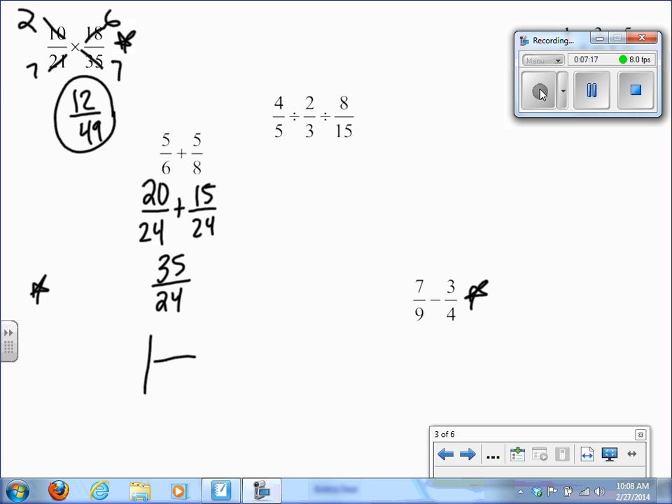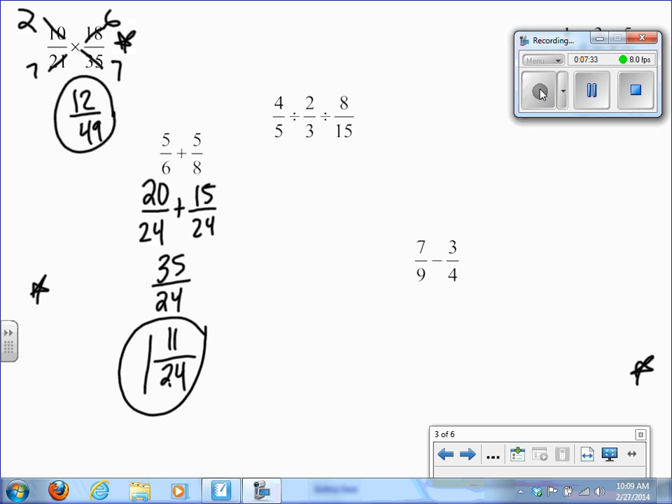Daniel, repeat what you just said. What did you say? 11/24. That's how you got that, thinking that I just wrote it in the wrong spots. Okay? Working straight down, no equal signs. Nice and neat. Least common denominators are always nice because we're working with smaller numbers.